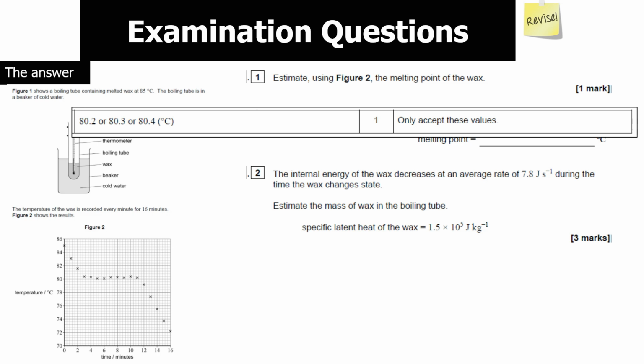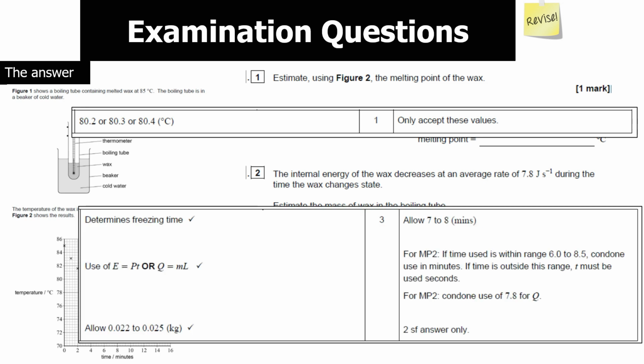Convert that time back into seconds from minutes, and you can work out your value for your energy, which is Q. Then you can rearrange it, say m equals Q, which you've just worked out, over L, which you were given, and then you get an answer between 0.022 to 0.025 kilograms.